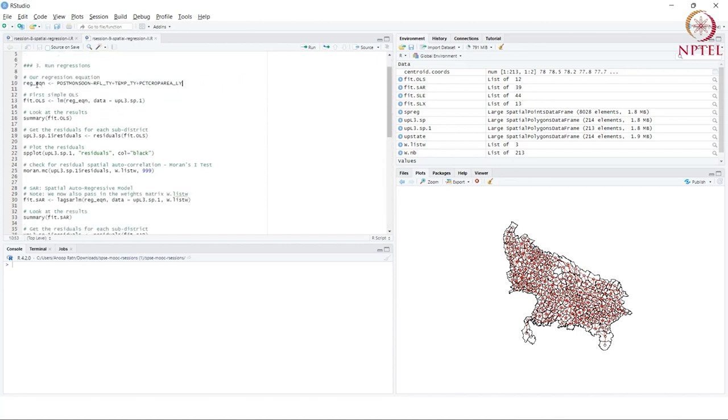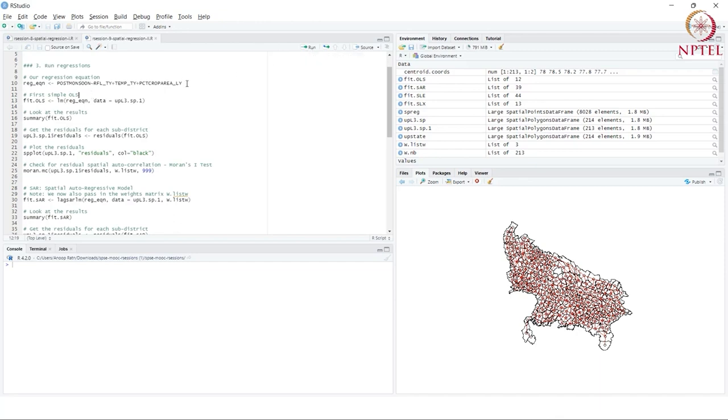All right, so this is our regression equation. We want to regress the post-monsoon level, that's our dependent variable, on this year's monsoon rainfall, this year's summer temperature, and last year's cropping. Those are the three variables, our three covariates. That's our basic regression equation that we would use in an ordinary least squares if there was no spatial component. So that's what we'll do first. We'll first run ordinary least squares to see what kind of results we get.